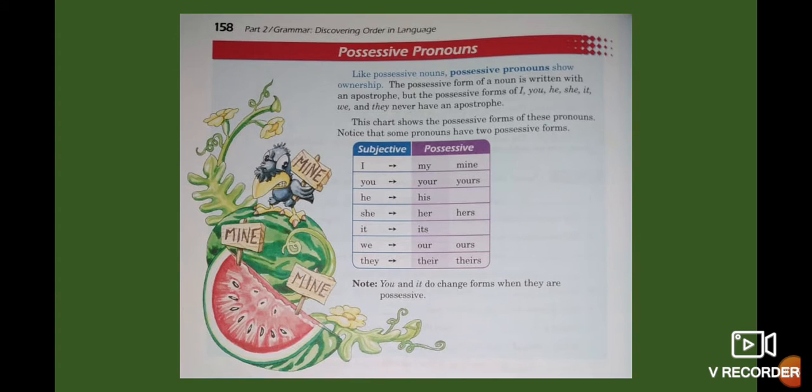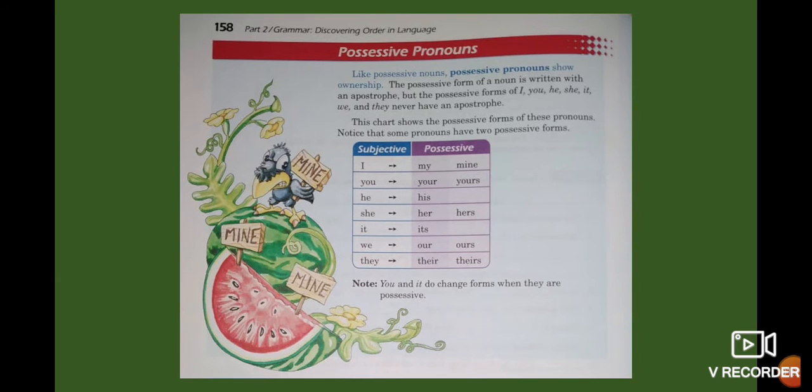In the first class of this topic, we studied the subject pronouns, and we said that a subject pronoun is a pronoun that has the function of a subject. Remember, a sentence has two parts, the subject and the predicate. And what are they? I, you, he, she, it, we, and they. But for every subject pronoun, we have a possessive pronoun.